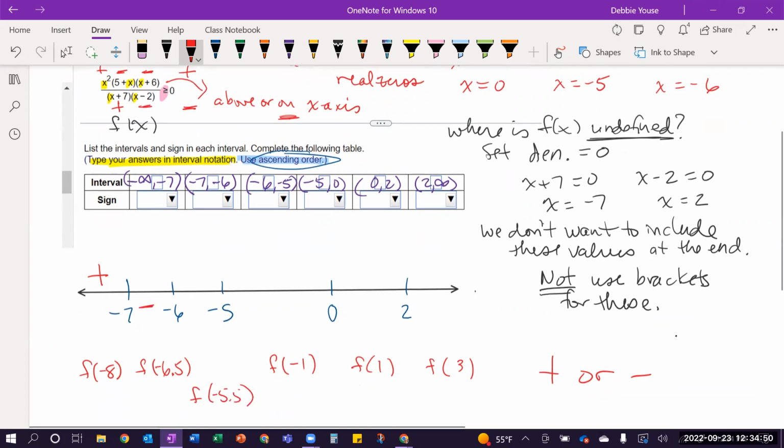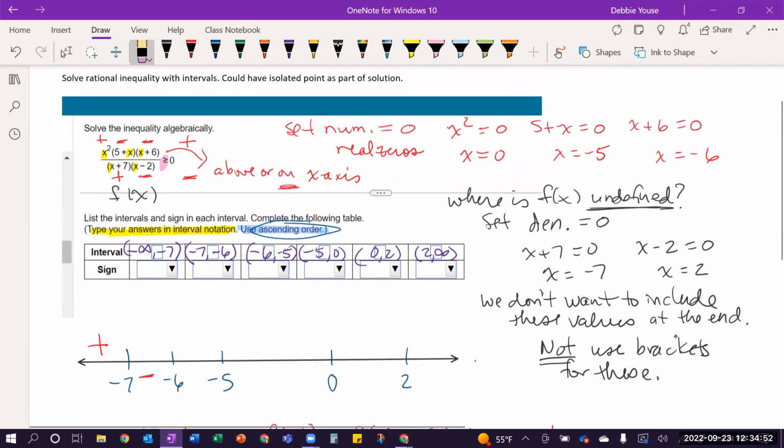And I keep doing that. So -5.5, I'll adjust all my signs. This will be positive for the top.